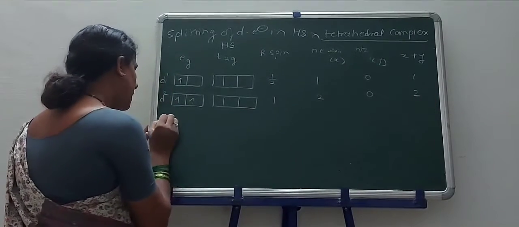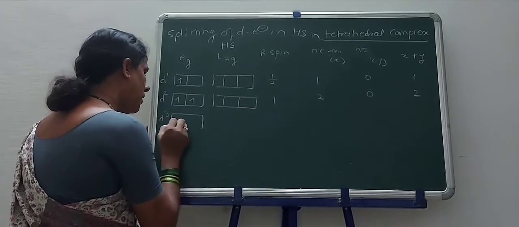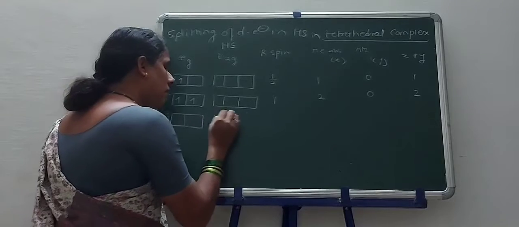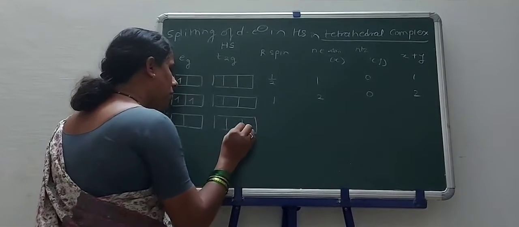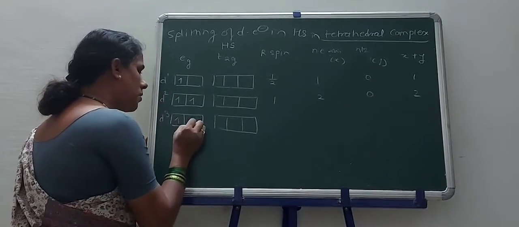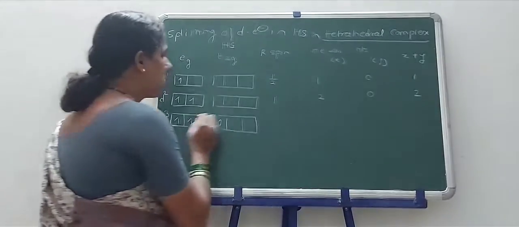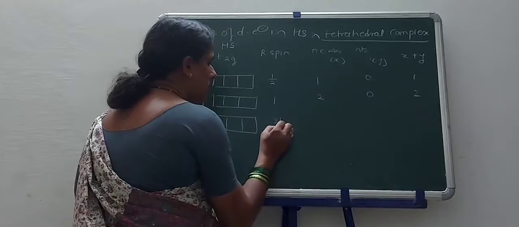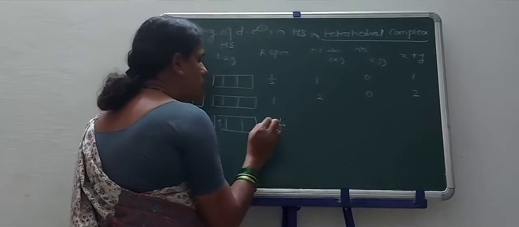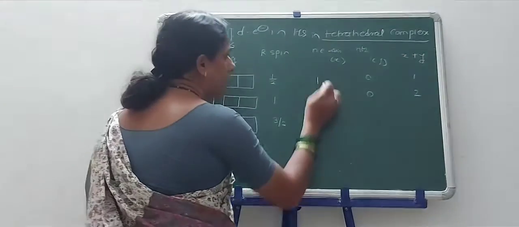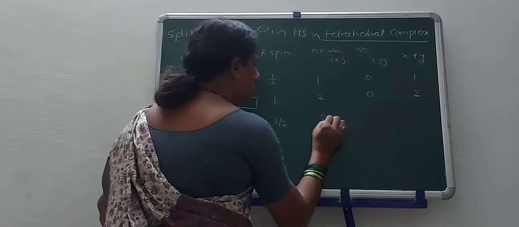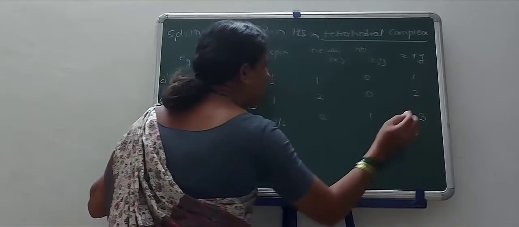For d3, how many electrons first? According to Hund's rule of maximum multiplicity, 1, 2 and 3, due to the small energy gap. The resultant spin is equal to what? That is 3 by 2. That is 2 plus 1, which is equal to 3.